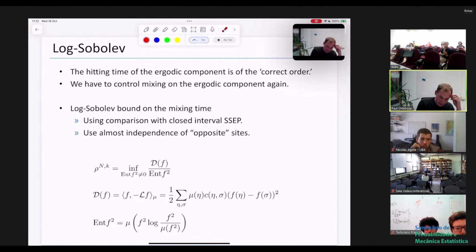It looks like the usual variational principle for the spectral gap, only you replace the variance with the entropy of F squared in the denominator. The numerator here is the Dirichlet form of the process. The point of using log Sobolev in this case is that we can do very direct comparisons with other processes because we just have to compare Dirichlet forms. So in particular, by removing transitions in the Dirichlet form, you immediately get a lower bound on this Dirichlet form, which would give us upper bounds on the mixing time.